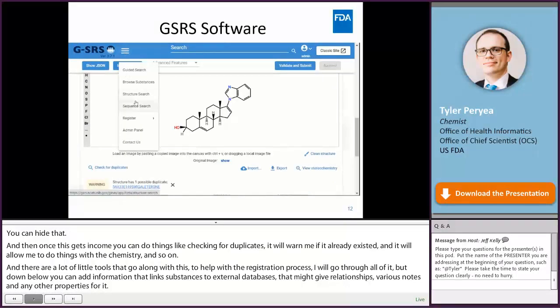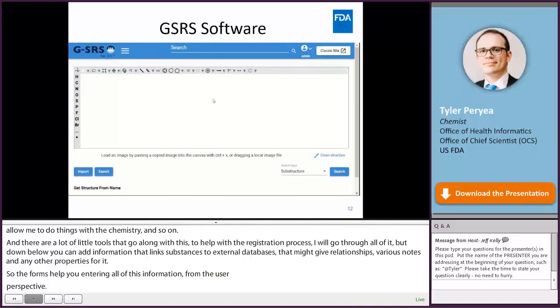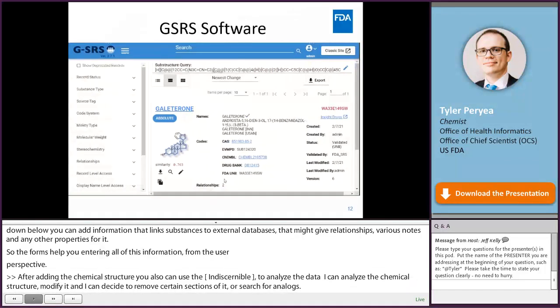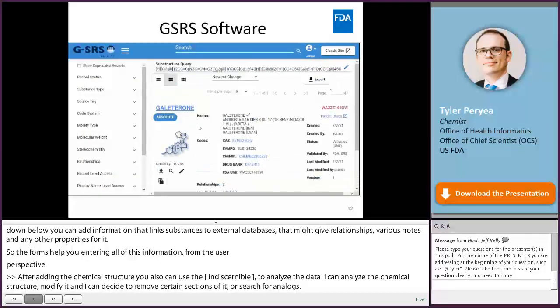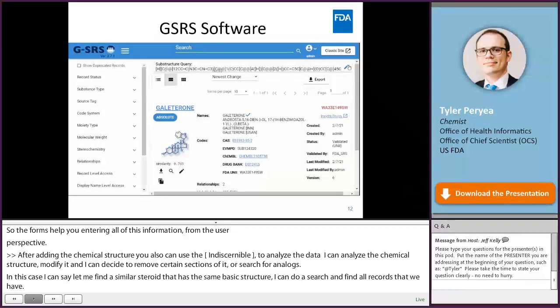After adding a chemical structure, you also can do some searches. You can analyze some data that exists. So in this case, I can copy the chemical structure that we just imported. I can modify it, and I can remove certain sections of it to help search for analogs. So in this case, I can say, let me find a similar steroid that has the same basic structure. I can do a substructure search and find all records in GSRS that have that motif. The substructure gets highlighted. You can see all the various information we have about it, and you can even export all the records into various exchange formats.